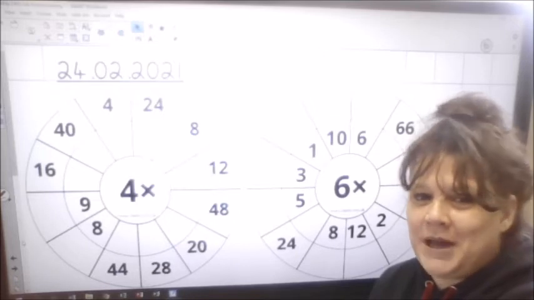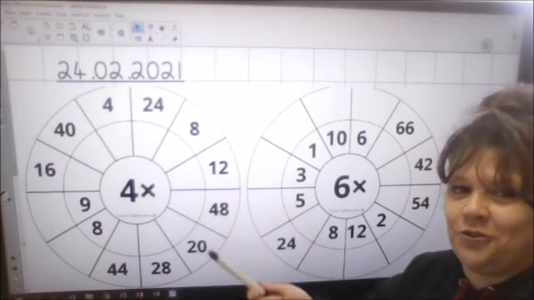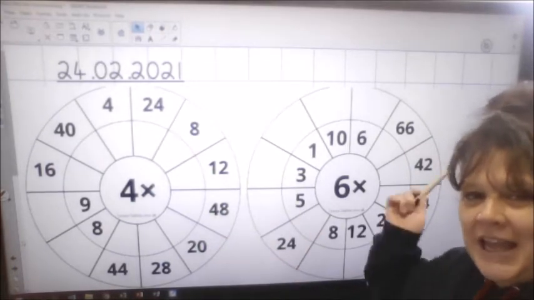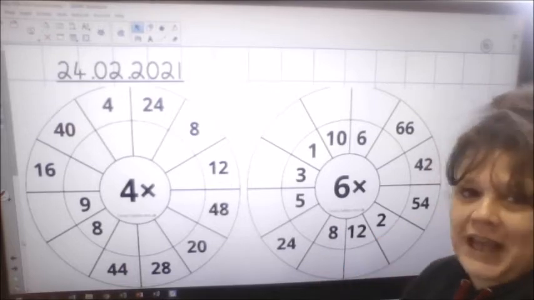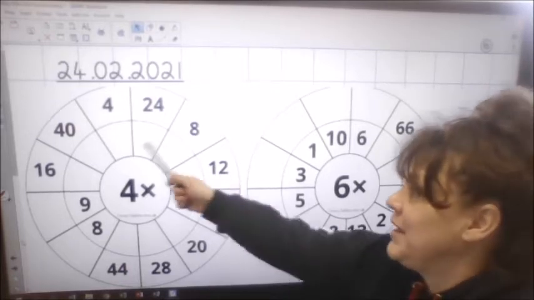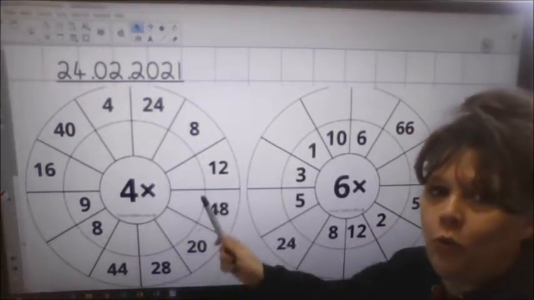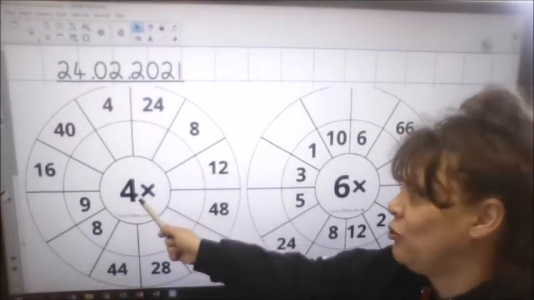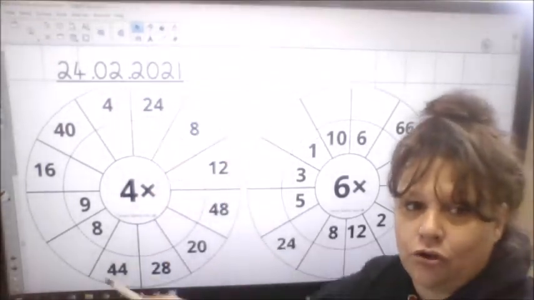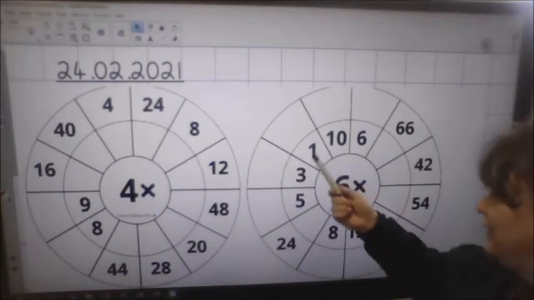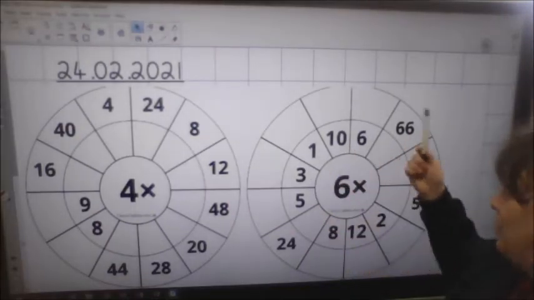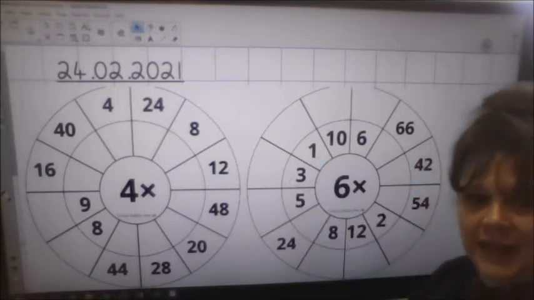We are going to warm our brains up mathematically by having a look at how quickly you can recall your 4 times table and your 6 times table facts. I've got 2 multiplication wheels behind me. Remember the inner part of the wheel. What do I multiply by 4 here to get the products on the outside? Here, what do I multiply by 6 to get products around the outside?